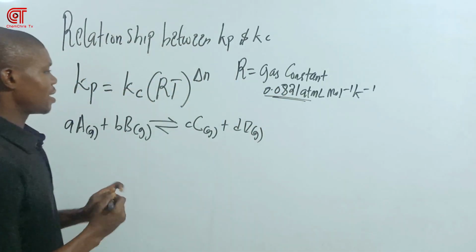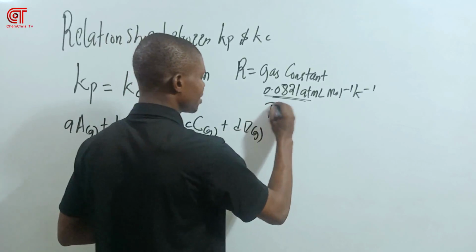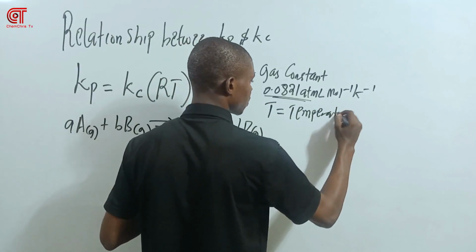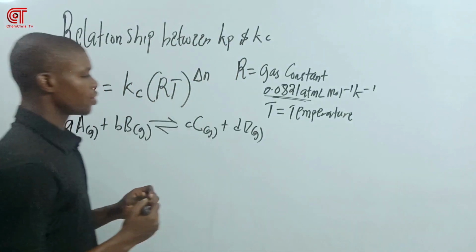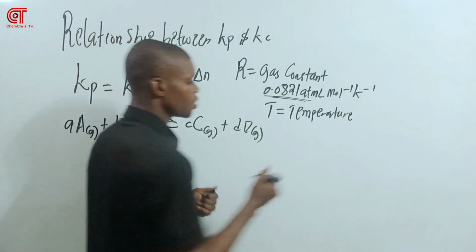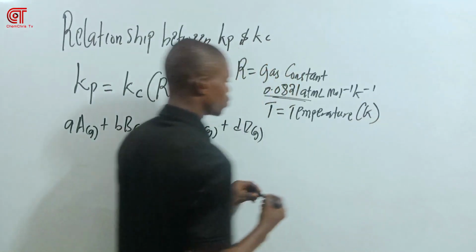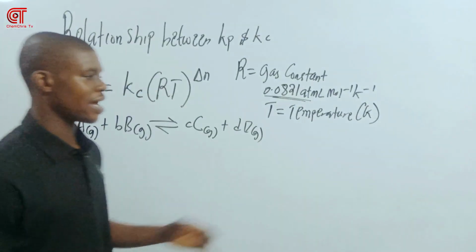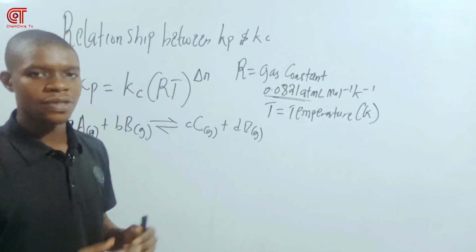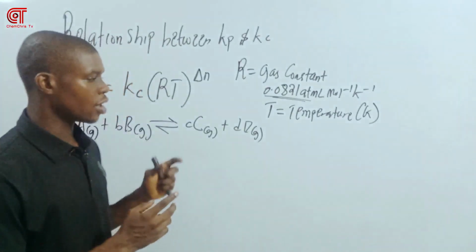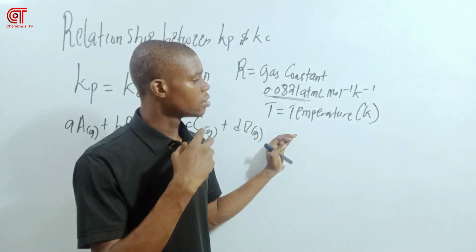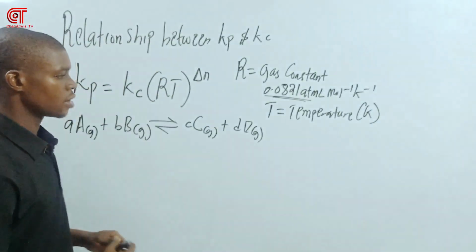Then T is equal to temperature. When solving questions, temperature must always be in Kelvin. So you always convert Celsius to Kelvin by adding 273.15 to any temperature given to you in Celsius.